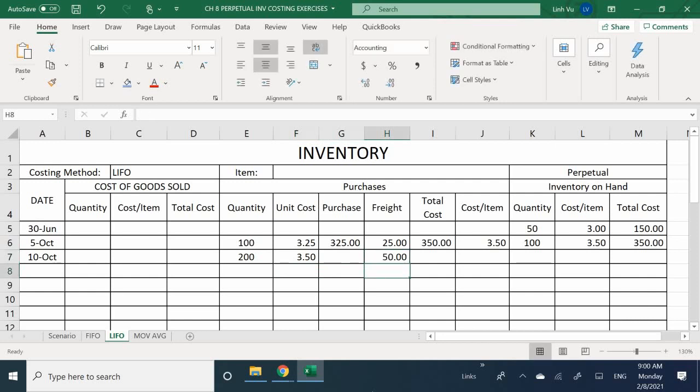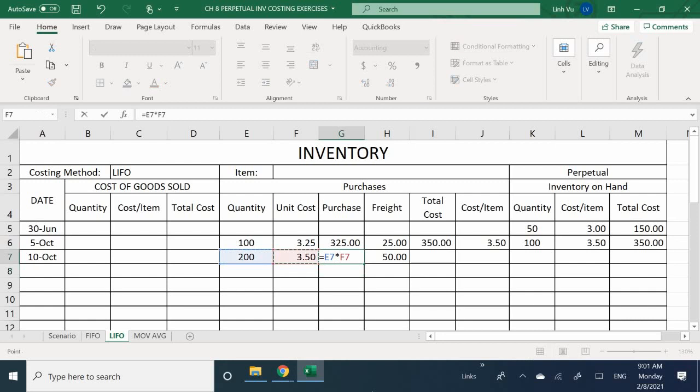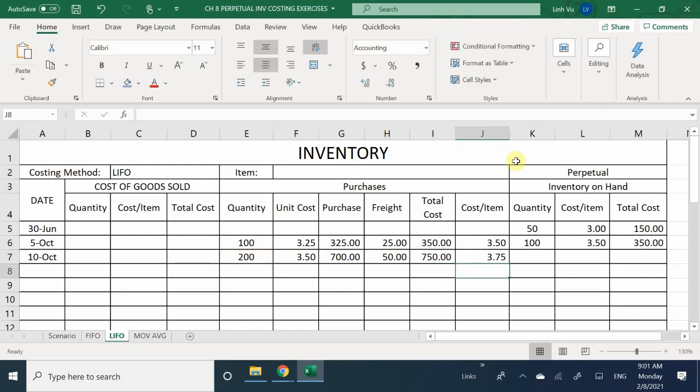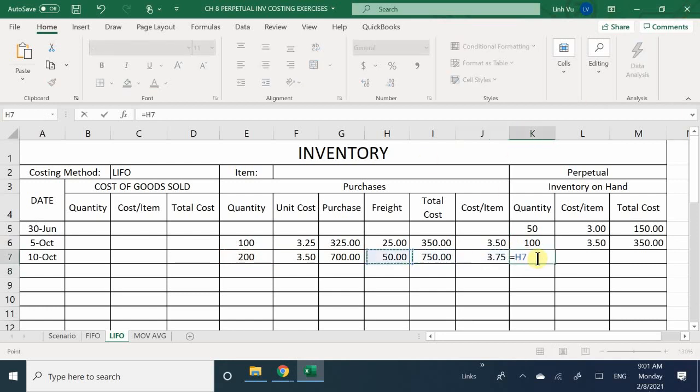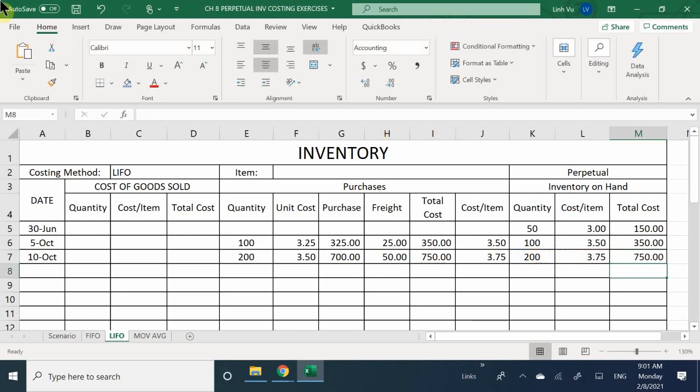Okay, so what's my total purchase price here? 700. And my total cost? 750. And what is my cost per item going to be? $3.75. Okay, and I'm going to bring this information right across.